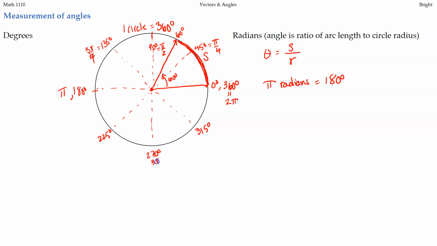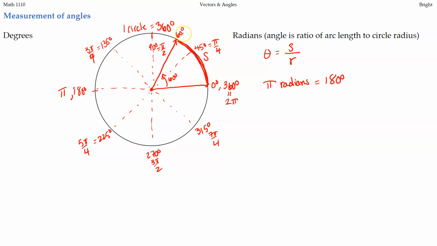This would be 3 pi over 2, and this is going to be 7 pi over 4, and this is going to be 5 pi over 4. Okay, we use improper fractions. So anyway, that's kind of your basics of radian measures based on nice multiples or fractions of pi.